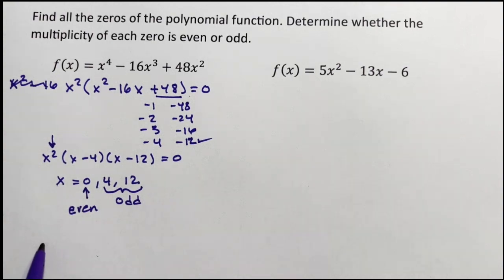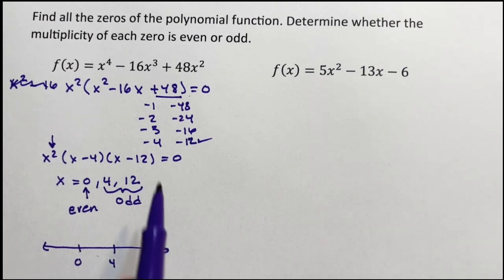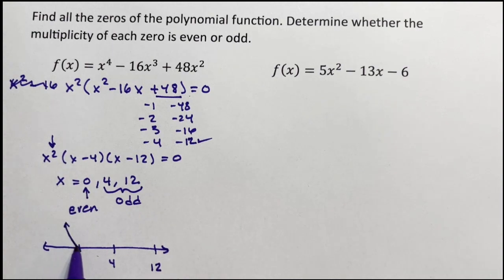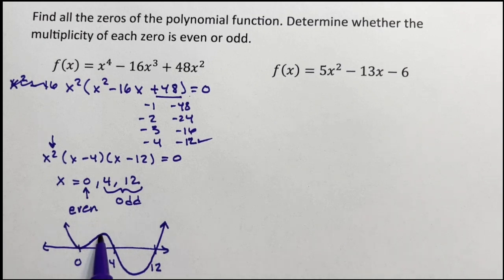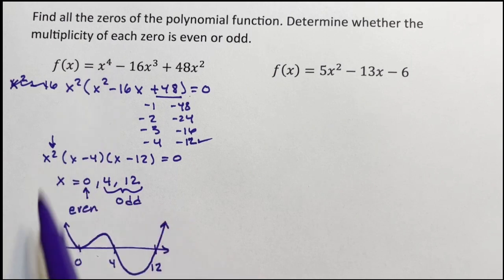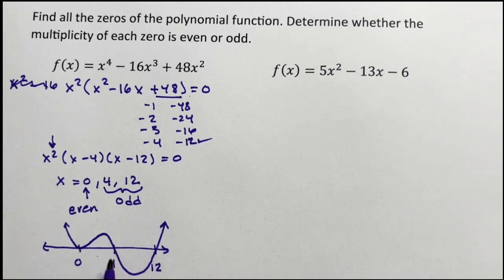What does this mean? It means if I were to look at a number line with 0, 4, and 12, not drawn to scale, this graph would have a turnaround at 0, it would cross at 4, and it would cross at 12. It gives us the beginning of what the graph looks like. I don't have all of the specifics of what this graph looks like, but I know this is the start. I don't know how high this goes. I don't know how low this goes. I know it's pointing up because this leading term is positive, so I know it's an upward pointing graph. However, I do know that the turnaround is on the x-axis because this is an even multiplicity zero, and I know that 4 and 12 are odd, so it actually crosses.